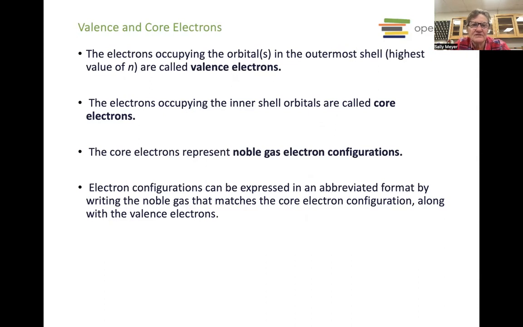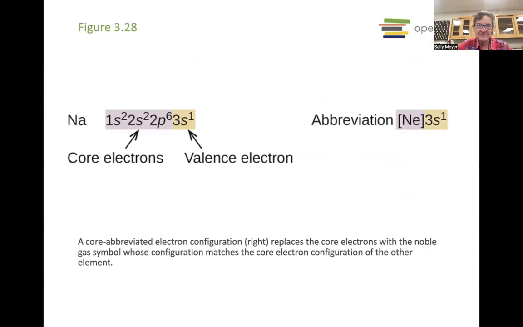So, valence and core electrons. Electrons occupying the orbitals in the outermost shell are called valence electrons, and the electrons occupying the inner shell orbitals are called core electrons. The core electrons represent the noble gas electron configurations, and electron configurations can be expressed in an abbreviated format by writing the noble gas that matches the core electron configuration along with the valence electrons.